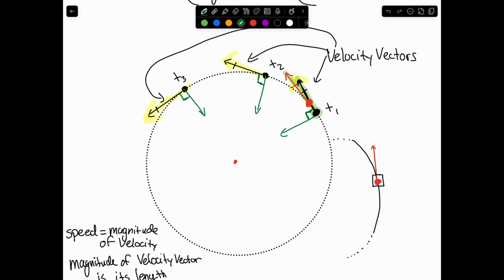So now that I've explained that a little bit, try and predict what the velocity vector would look like right about here, and we'll call it t4. I'll give you a couple seconds to think about it.